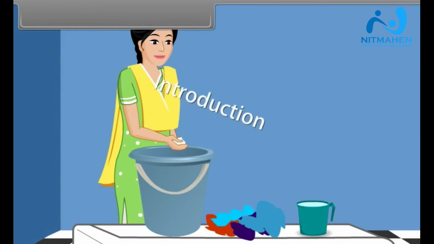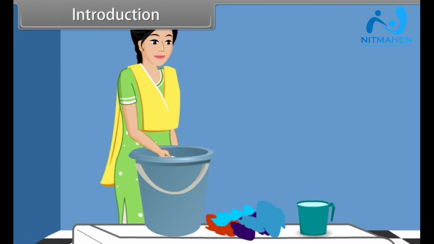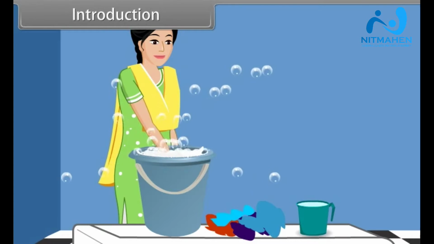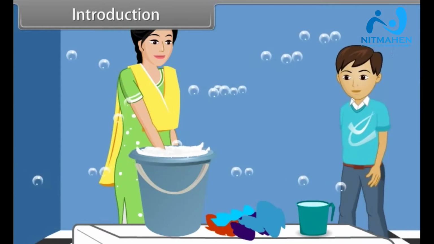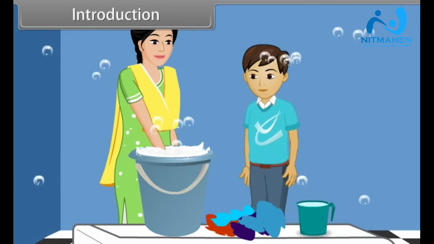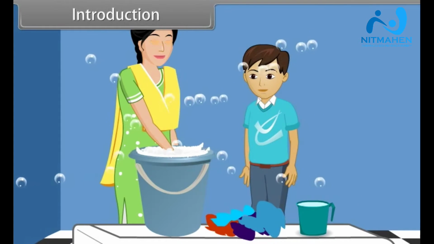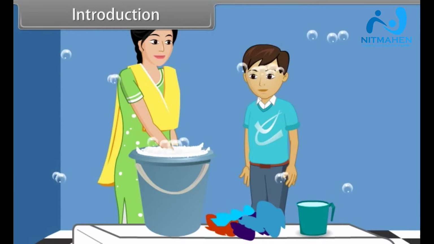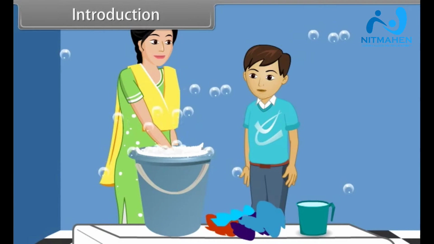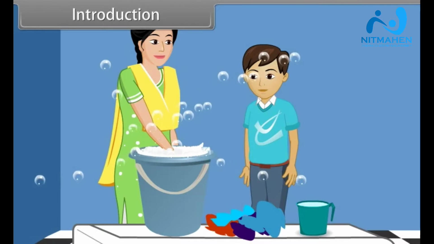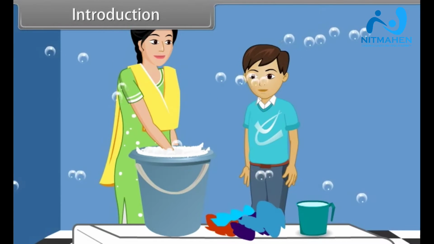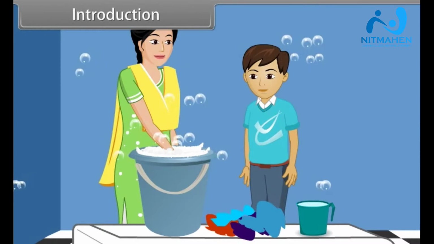Introduction. Ravi's mother is pouring detergent powder into the water bucket and starts shaking it well by hand. Due to this, a lot of soap bubbles are produced and are coming out of the bucket. Ravi, watching this curiously, asked his mother why soap bubbles are stable while water bubbles are not. His mother replied that it happened due to surface tension.